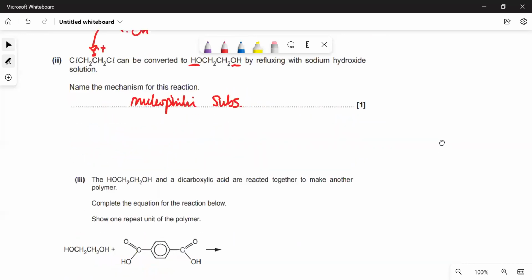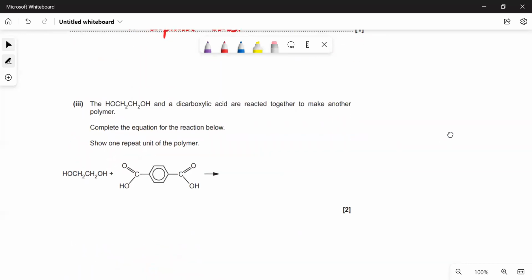Okay, so a bit more on polymers now. The diol here can be reacted with a dicarboxylic acid to make another polymer. Complete the equation for the reaction below. We're going to form a diester here. We're going to form esters. So we're going to lose water there. And the same thing is going to happen at this end as well. So we are going to form, let's draw the repeat unit of the polymer. First of all, I'll just draw this like this first of all.